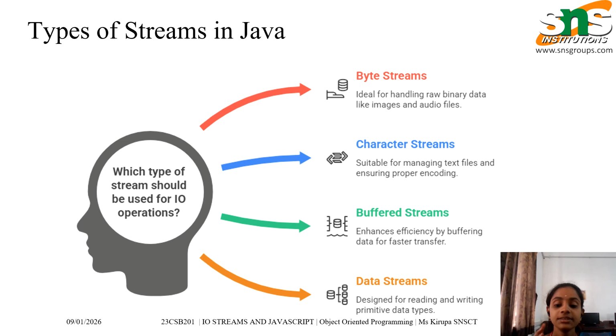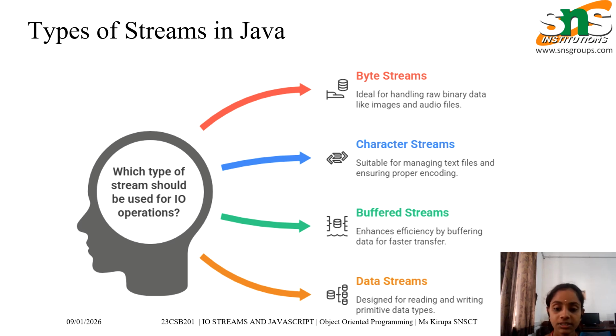The final one is data streams. Data streams are used to read and write primitive data types. We all know what primitive data types are, like integer, float, double, boolean. We use these kinds of data types with data streams. They store data in a machine independent format. Example classes are DataInputStream and DataOutputStream. We use them when saving and retrieving primitive values.